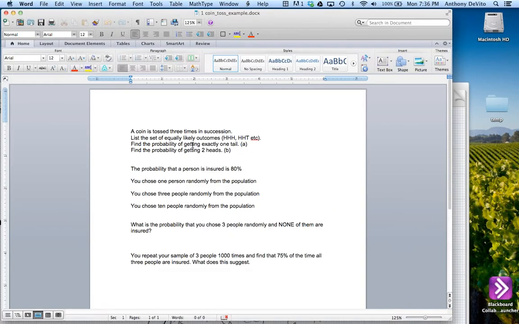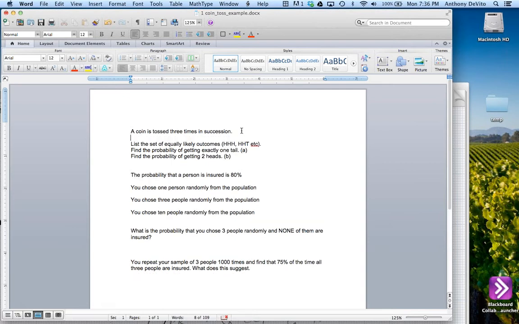I'm gonna start out with everybody's favorite version of chance, which is a coin toss. Okay, so we know that if we were to toss a coin, the probability of that coin coming up heads is 50%. Okay, so we can all accept that.